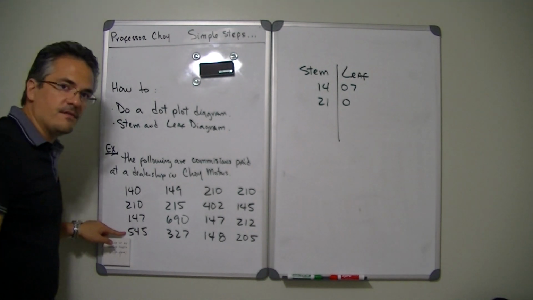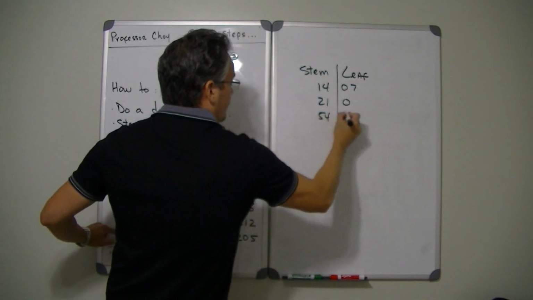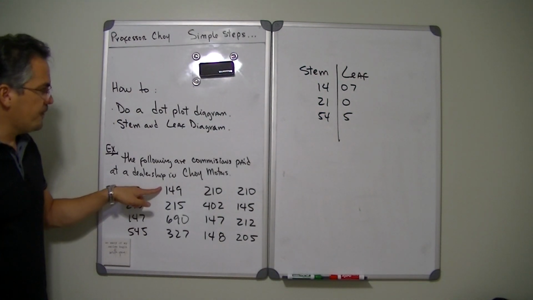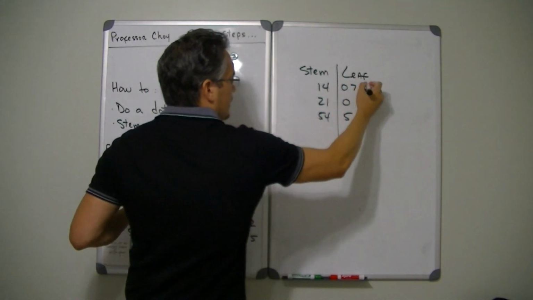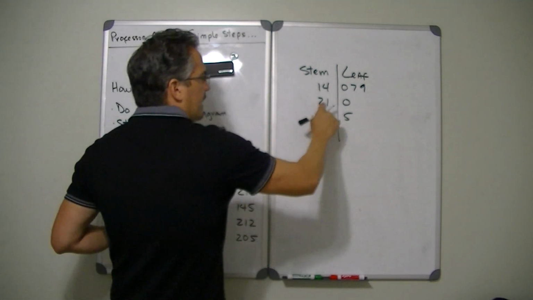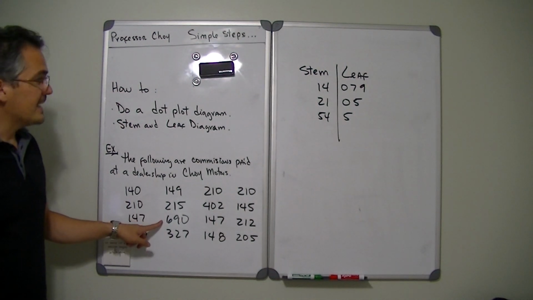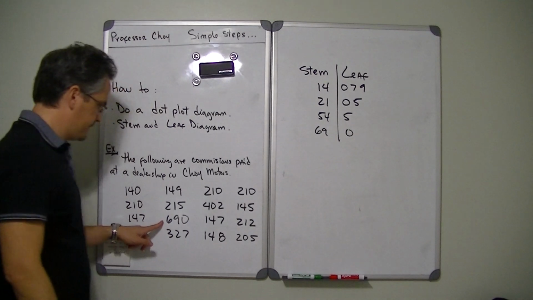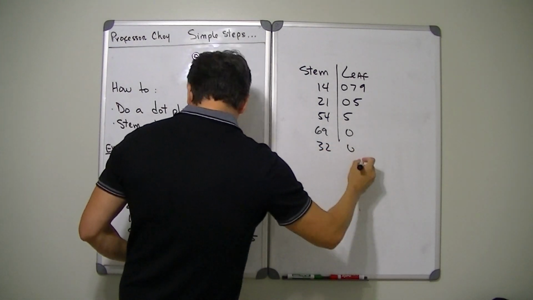Now we got a 545 here. So we're going to put 54 and then a 5. Alright, in here we have a 149, but notice that we already have a 14, so all we got to do is put the 9. Then we have a 215. We already have a 21, so we just got to put 5. Alright, got a 690. So 69 and a 0. Alright, we got a 327. 32 and a 7.